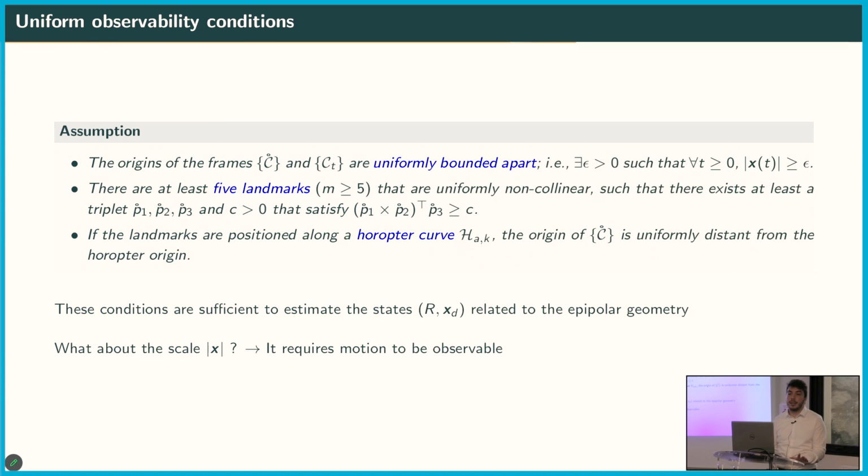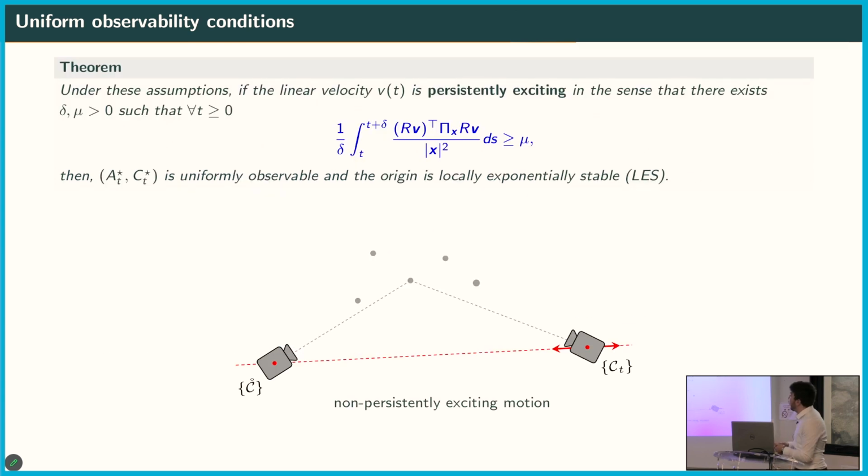This is very classical to the computer vision people. Usually they have 5 points, and they can extract these components. However, what about the magnitude? For the magnitude, we have a uniform observability condition, and it's the following persistently exciting condition. If this condition on the velocity is satisfied, then the scale component is also uniformly observable, and so the entire state is locally exponentially stable.